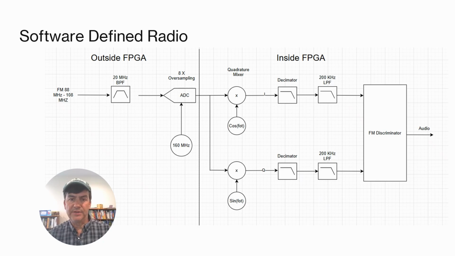Inside the FPGA, mixers translate the signal to baseband and separate it into two quadrature channels, I in phase and Q quadrature, using local oscillators that are 90 degrees out of phase. Since individual FM channels occupy 200 kHz bandwidths, a low-pass filter is used to select a single channel, determined by the LO frequency, F0. Because the 160 megasamples per second sampling rate is far higher than required for audio processing, decimation filters are used to reduce the sample rate. Finally, the signal passes through an FM discriminator or demodulator to recover the audio.